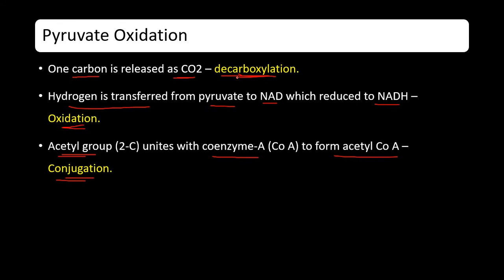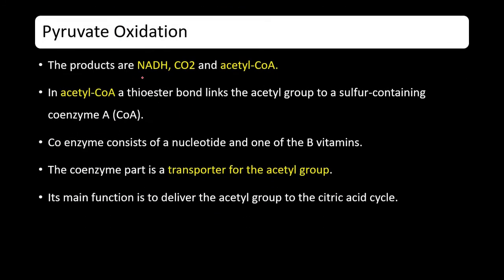So these are the 3 steps of a complex reaction which is catalyzed by the enzyme pyruvate dehydrogenase complex. The products of pyruvate oxidation are reduced coenzyme NADH, carbon dioxide, and acetyl coenzyme A. In acetyl-CoA, a thioester bond links acetyl group to a sulfur-containing coenzyme-A.